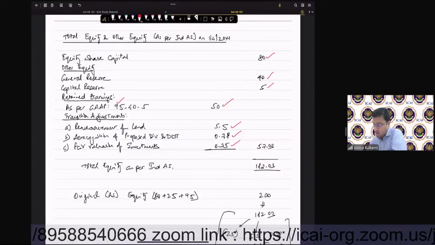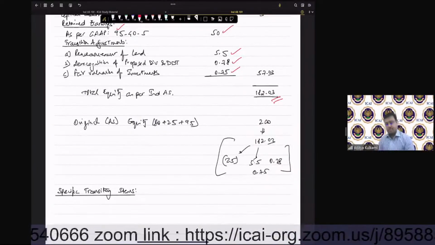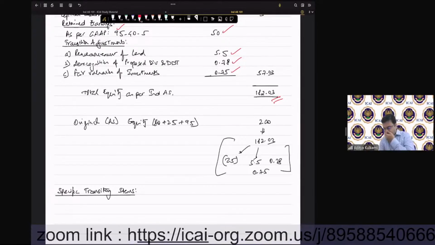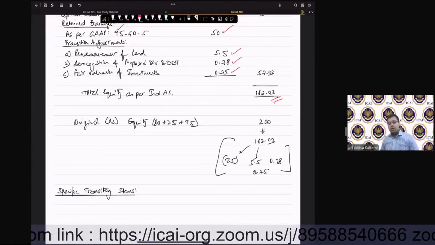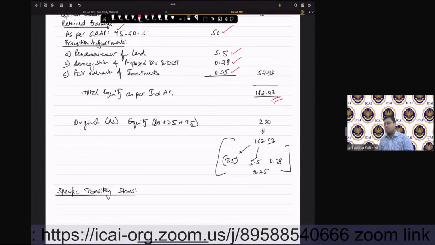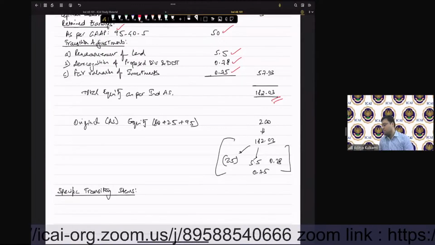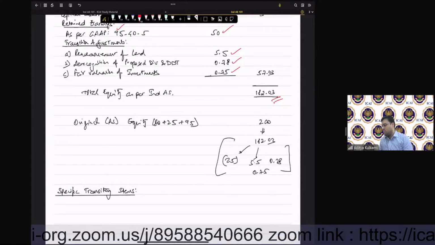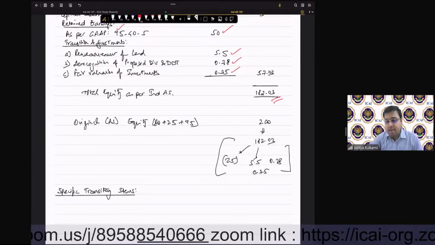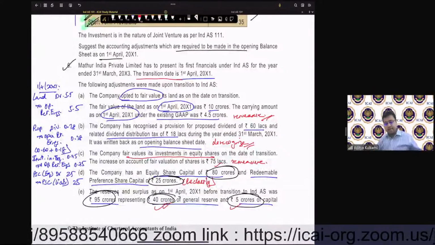Yes, so your total equity is going to be 182.03. Are we okay with this? Any doubts? Yes, all well. Okay, Manish has confirmed. Coming next, question 6 is done. Taken care of.